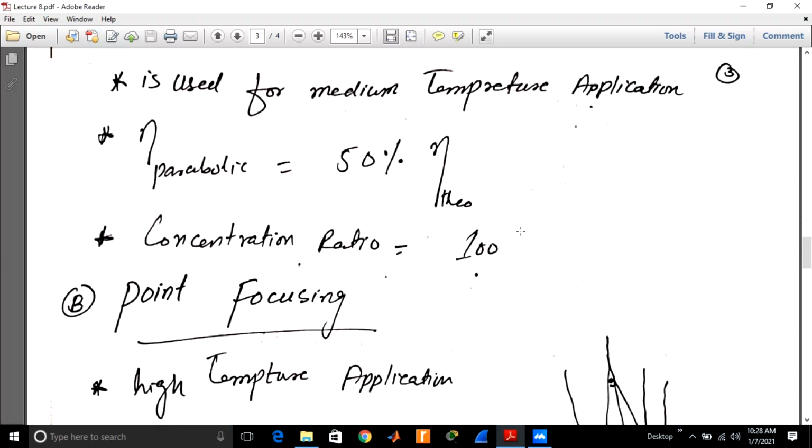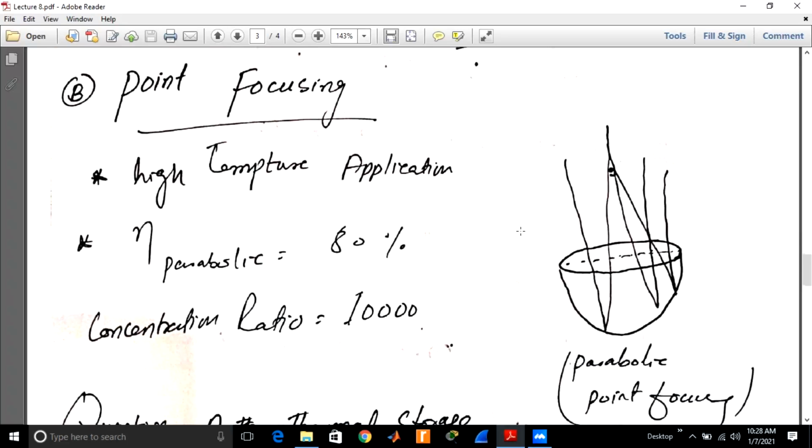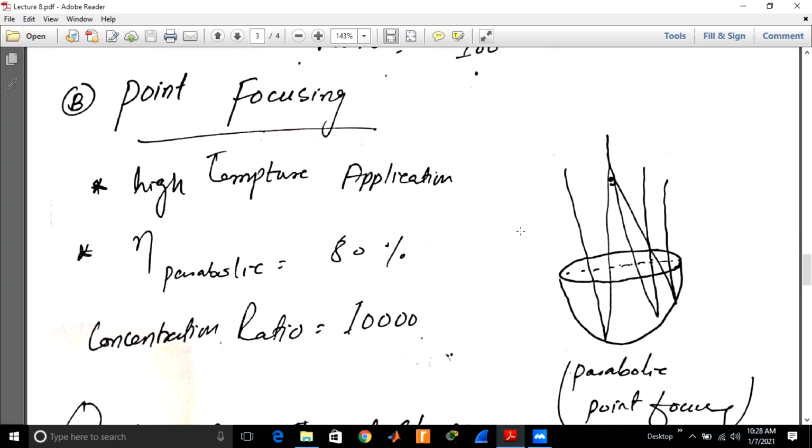A concentration ratio of 100 means that we concentrated a lot of radiation here. The concentration ratio was 1 before, here it became very high. And this is called point focusing. What is meant by point focusing? When we focus all the radiation on just one point.